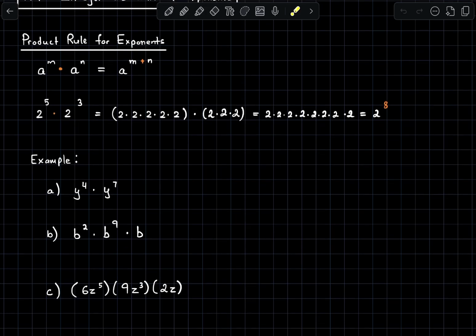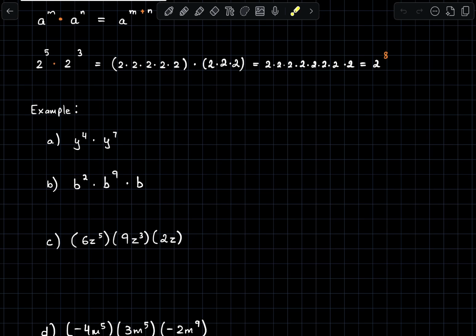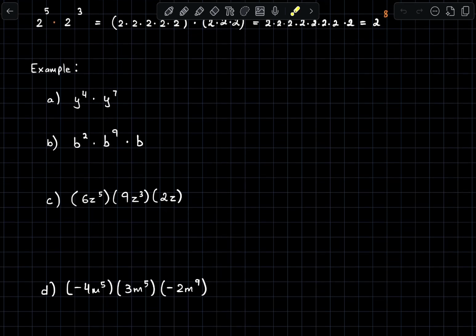Okay? So let's look at a couple of these examples here. To start off, we've got y to the 4th power times y to the 7th power. Let's go ahead and just add those exponents according to the rule, right? The base is the same, it's y, so that's not a problem. So we're left with y to the 4 plus 7, which is y to the 11th power.